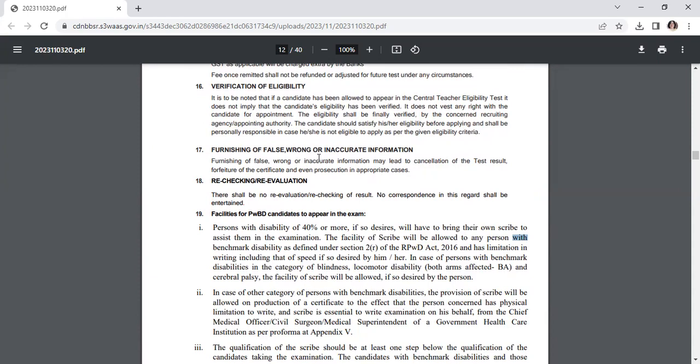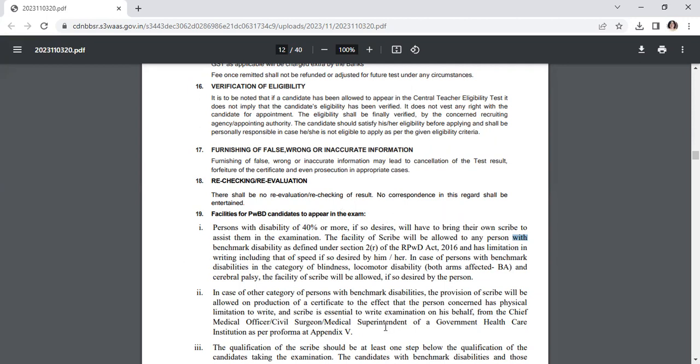Furnishing of false, wrong, or inaccurate information. Furnishing of false, wrong, inaccurate information may lead to cancellation of the test result. Rechecking, evaluation. There shall be no re-evaluation or rechecking of the result. No correspondence in this regard shall be entertained.